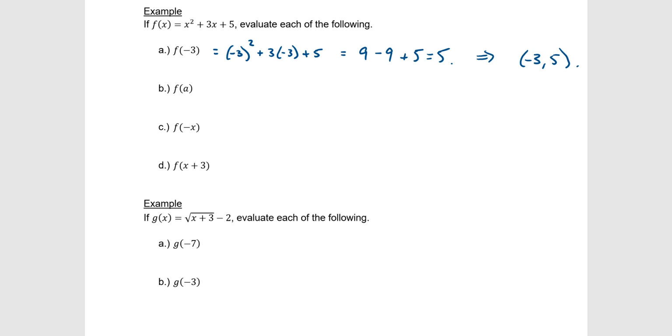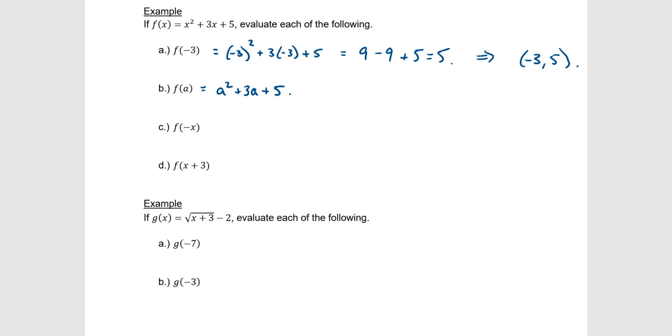Next one, for b, we're evaluating f of a. So all we have to do is plug in an a everywhere that there is an x. So that's a squared plus 3a plus 5. And that's actually it. We can't simplify it any further. We essentially just swapped out the variable.